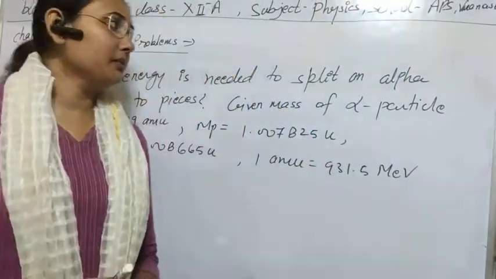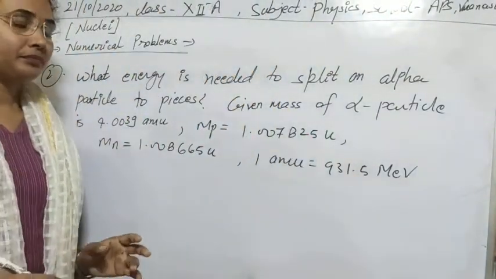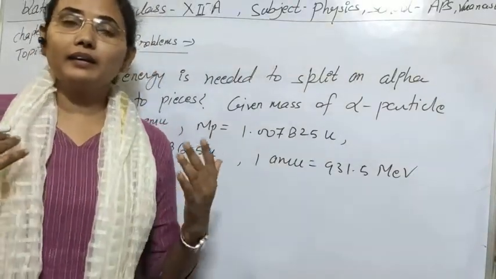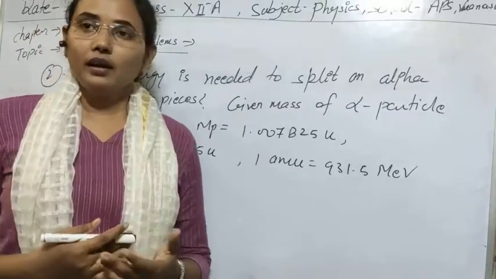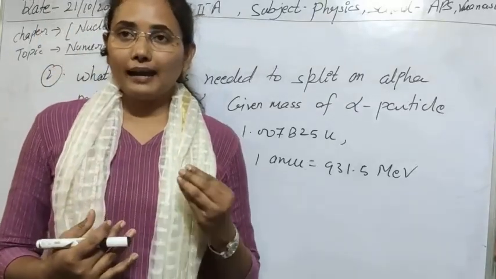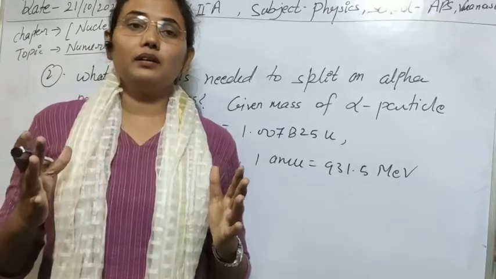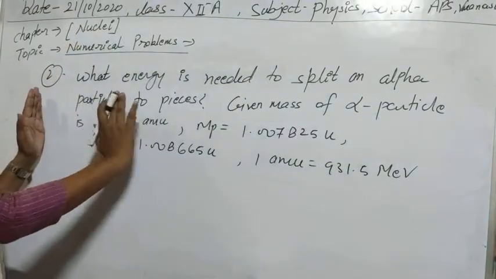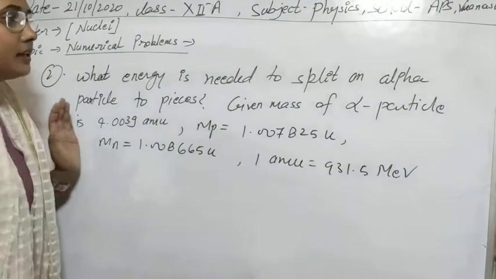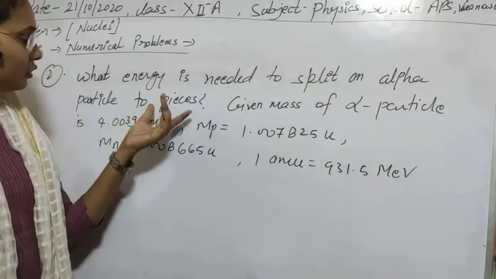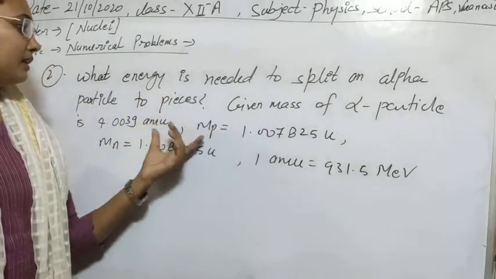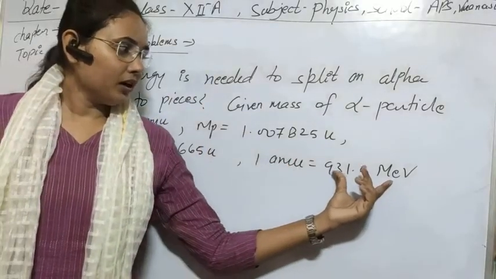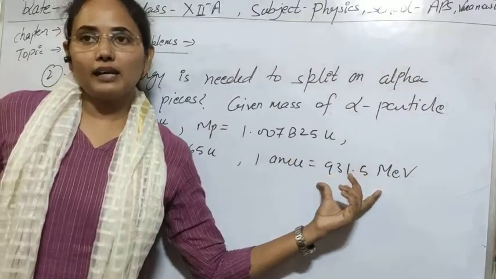So the next numerical problem is related to the binding energy problem. As I told you, binding energy is the energy needed to bind any two nucleons together within the nucleus, or simply the energy needed to split up any two nucleons into pieces. So the question regarding that is: what energy is needed to split an alpha particle into pieces? Given the mass of alpha particle is this, mass of proton is given, mass of neutron is given, and 1 u equal to how many mega electron volts is given.